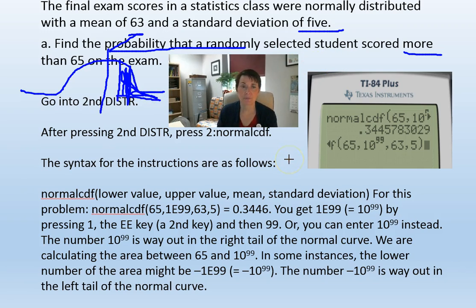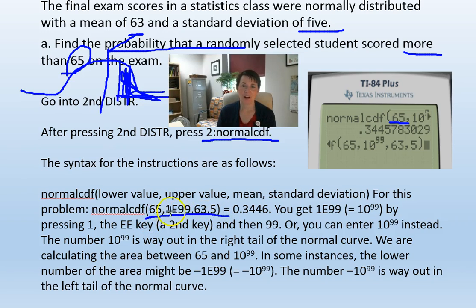On your calculator, you're going to go to 2nd distribution, and then look for normalcdf. You're going to put in the critical value first, then use a comma. Since we're interested in the area from the critical value up to a very large number, essentially infinity, that is where this goes. Right down here, it shows us our critical value.